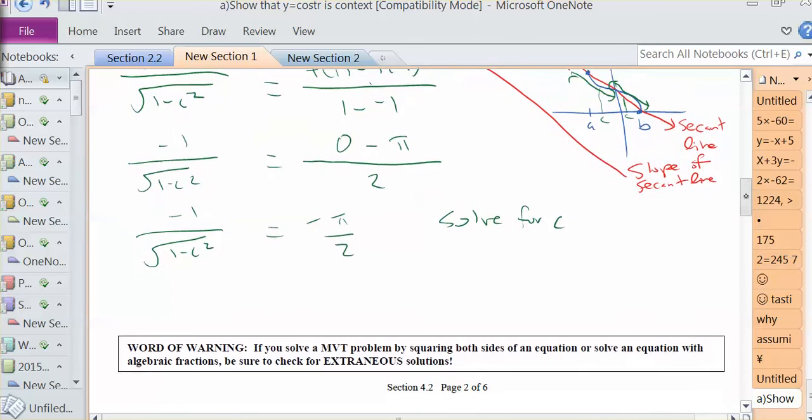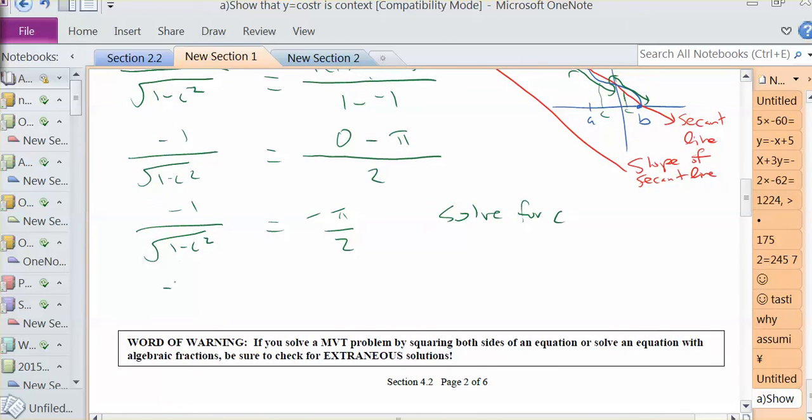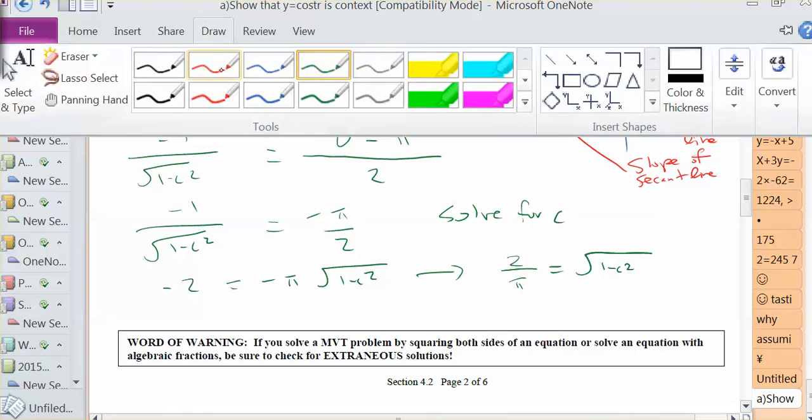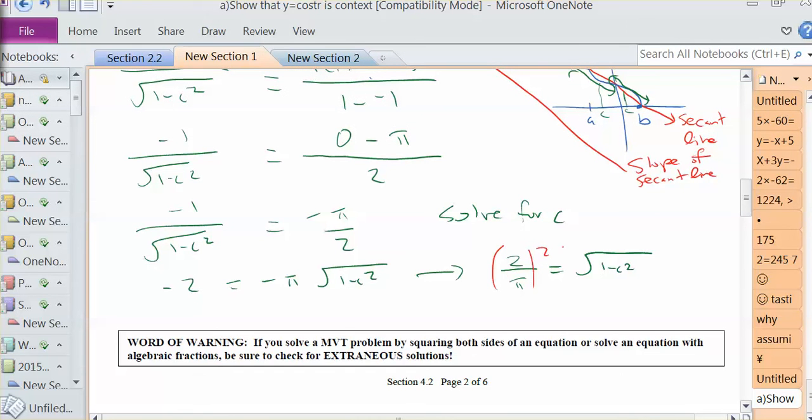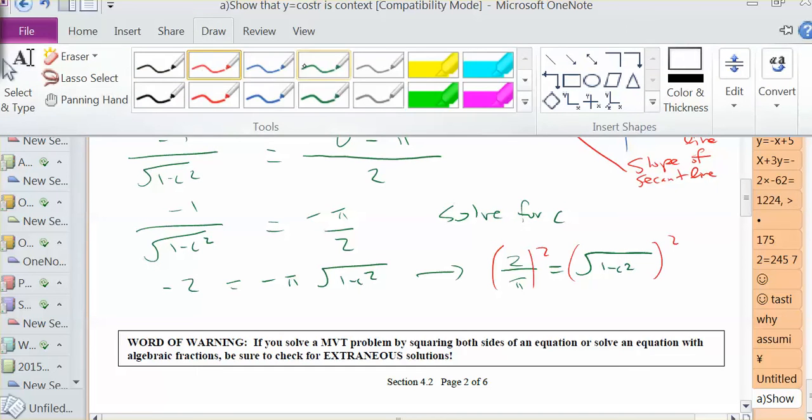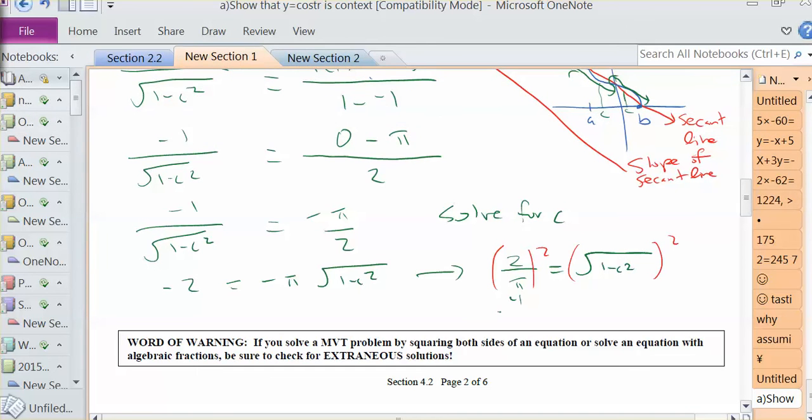What's the best way to do that? I would cross multiply. Negative 2 equals negative pi root 1 minus c squared. The negatives pretty much drop out, and I'll divide both sides by pi. Hopefully you can see the algebra here. And then I'm going to square both sides. It's going to get a little bit messy because of the radicals and the pi. That's okay. We can handle it. 4 over pi squared equals 1 minus c squared.